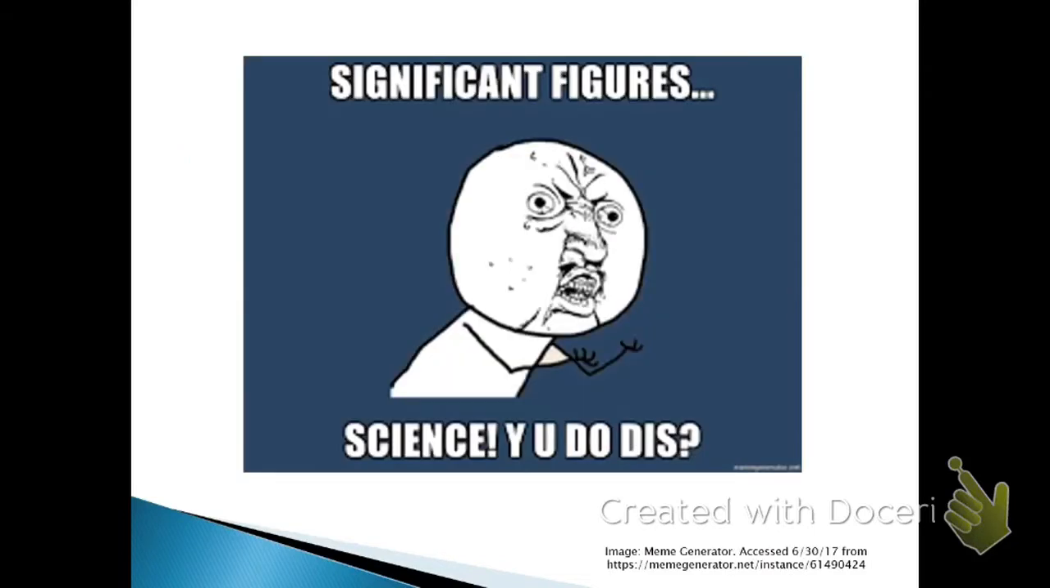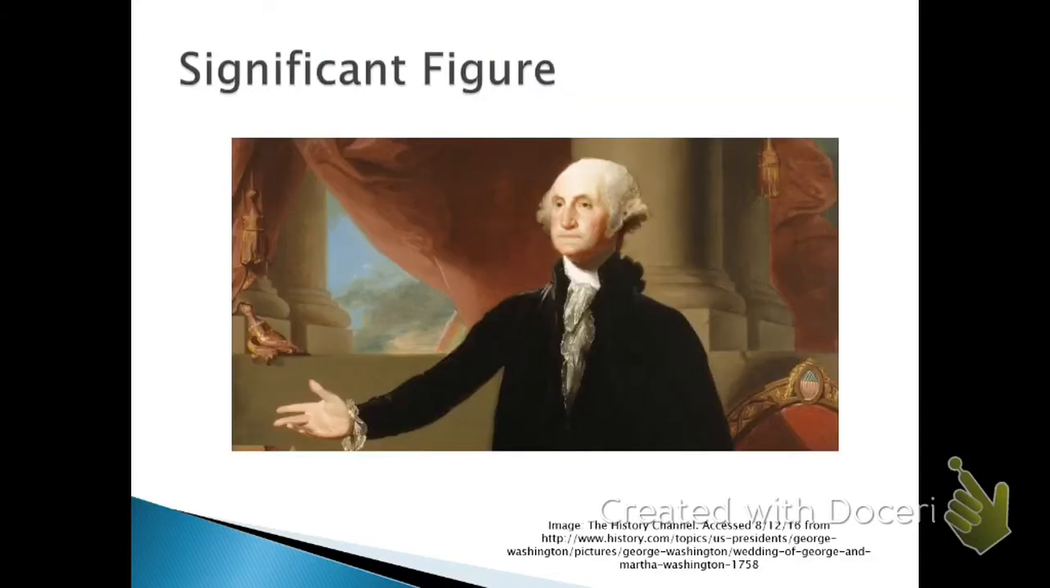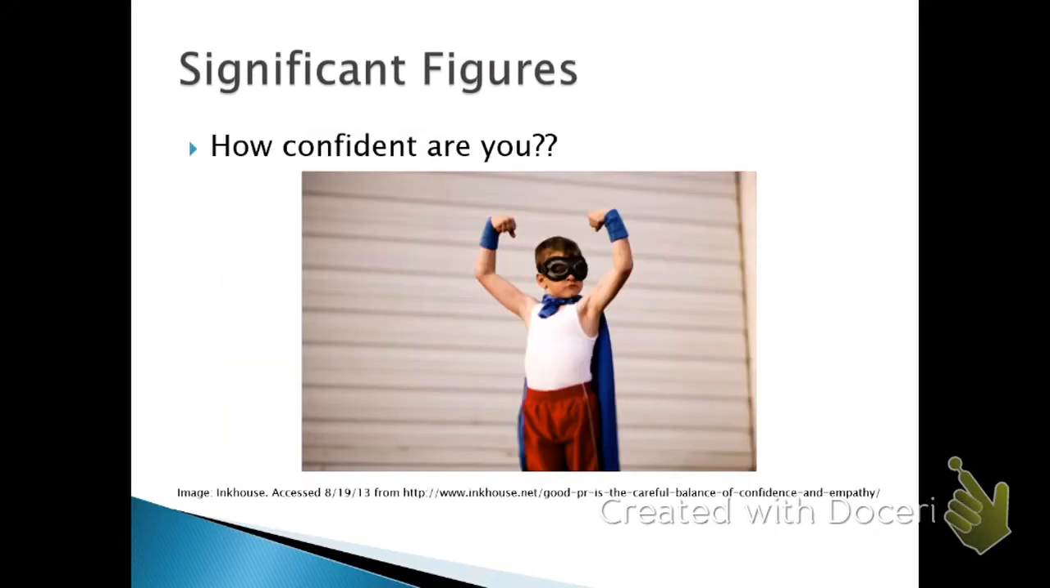And then there are significant figures, which you have to deal with when you're doing experimental physics. George Washington was a significant figure, but in science, it's something totally different. It's pretty much just telling how confident you are in your results. If you have a whole mess of numbers after the decimal point, then you're very, very, very confident that you've measured it to this value.